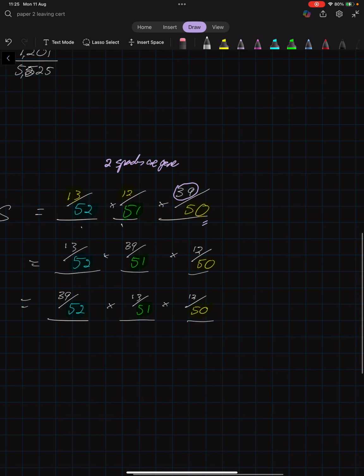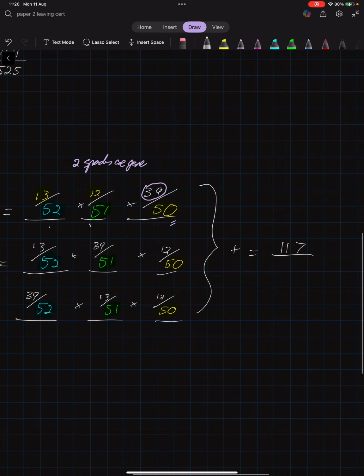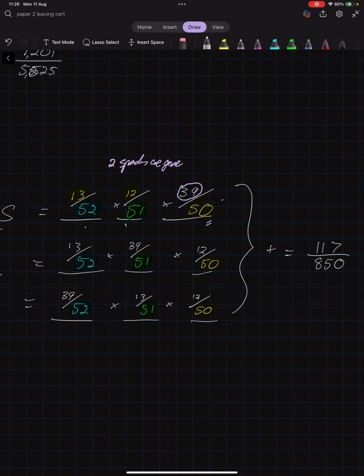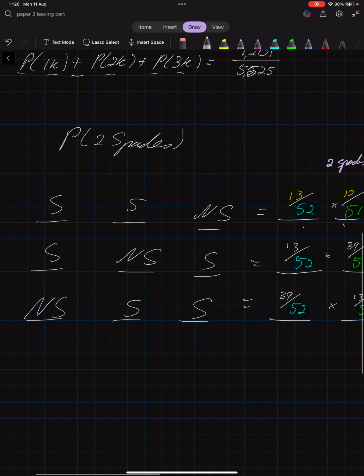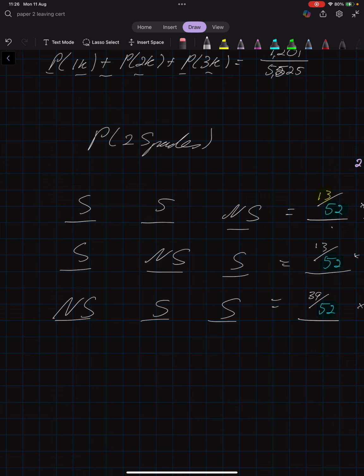Okay? So then what you do is you add all these together, and you will end up with this. So multiply all these together and then add them up. And just bearing in mind, this one is the same as this, and this is the same as this. So all three are the same, which should make sense, that the chance of getting 2 spades and 1 not spade in any order should be the same.